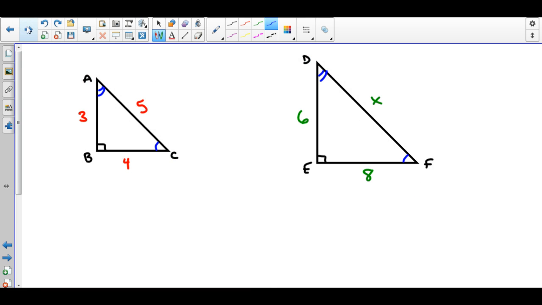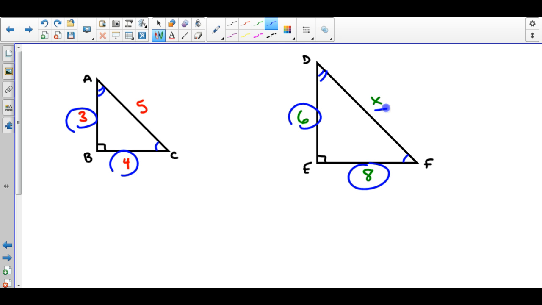So here's our two triangles. I'm just going to lay out that ABC is something we already had. We had 3, 4, and 5. Now, if I say DEF has 6, 8, and X, I want there to be an easy way to solve for X. So how am I going from 3 to 6 and from 4 to 8? How would I go from 3 to 6 and 4 to 8? Hopefully you're thinking multiply by 2.